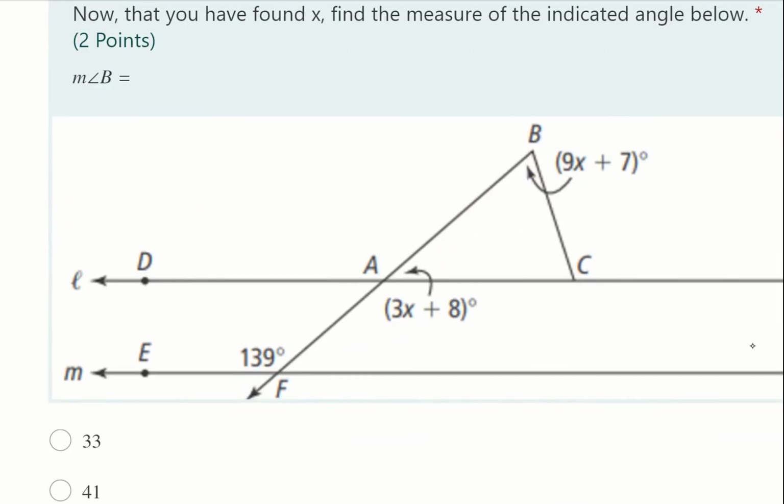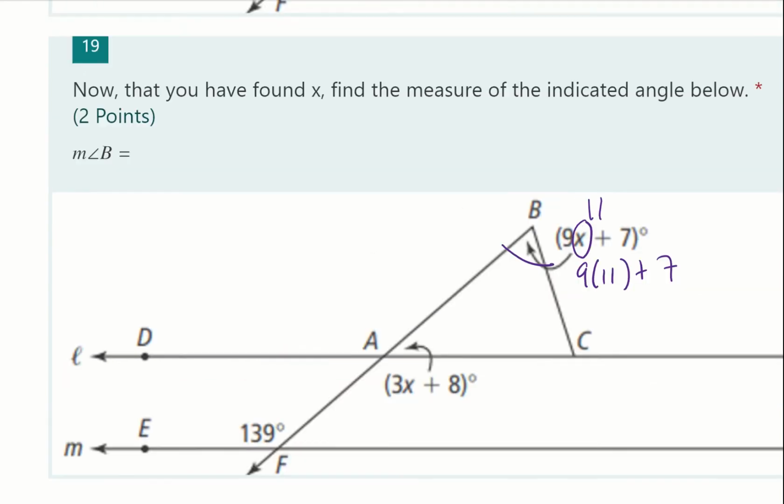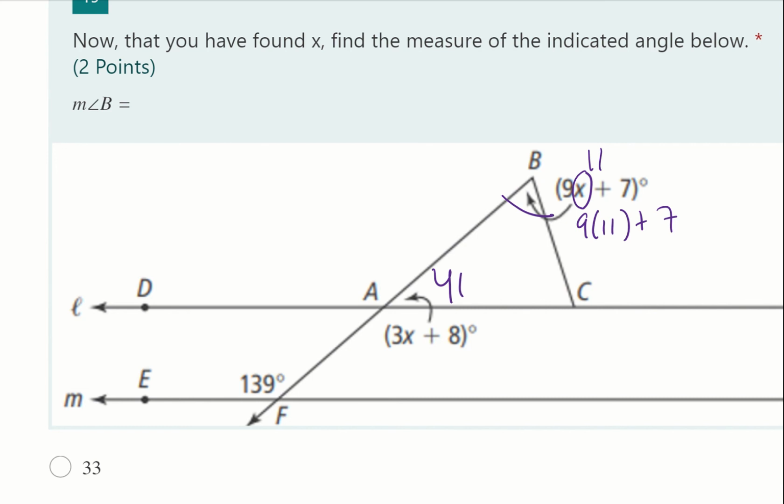All right, now we want to figure out angle B. Well, we already know that x is 11, so 9 times 11 plus 7. 99 plus 7, that's going to be 106.